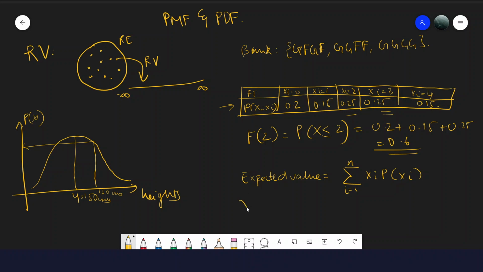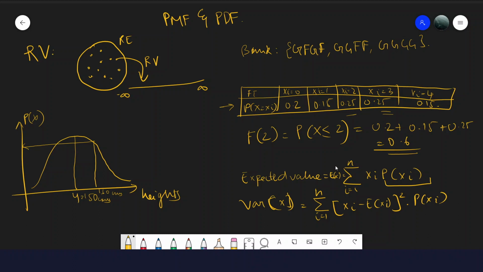Now if I want to find the variance, I can find that as well. The variance of x, where e of x is the expected value, is again the sum from i equals 1 to n of xi minus e of xi, the whole square, times p of xi. Look, p of xi here is the probability of observing that value of xi. So if xi is 1, p of xi over here will be 0.15.